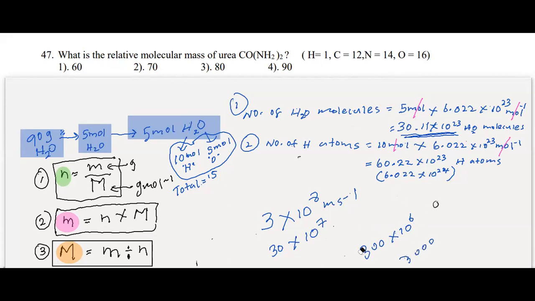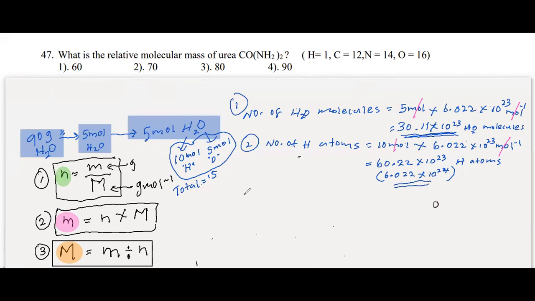But the correct method of writing it, same answer, is to have only one digit to the left side of the decimal place here. 60.2 also they will accept as the answer, they will not mark it wrong. Now that is how you find the number of atoms.